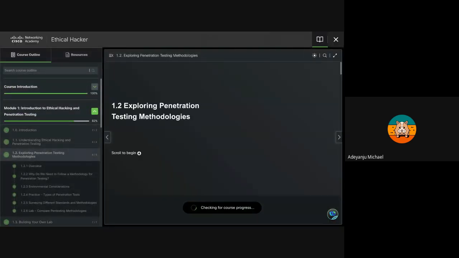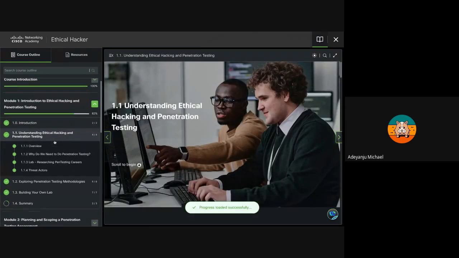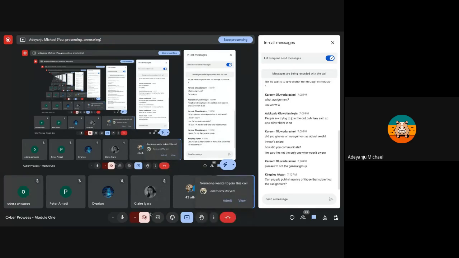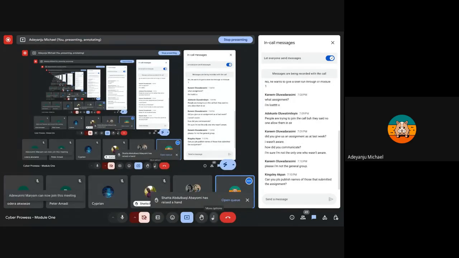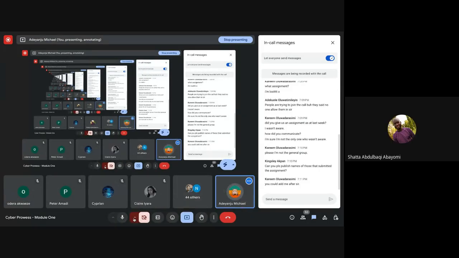So you click on resume. For me, I'm clicking on resume course. Then let's just go through the introduction part of ethical hacking. Considering the fact that you've gone through most of this, when we're talking about ethical hacking, what comes to your mind? Anyone in the audience who wants to speak to this, you can just raise your hand. All right, Shata Abdubaki Abayami, you can speak.